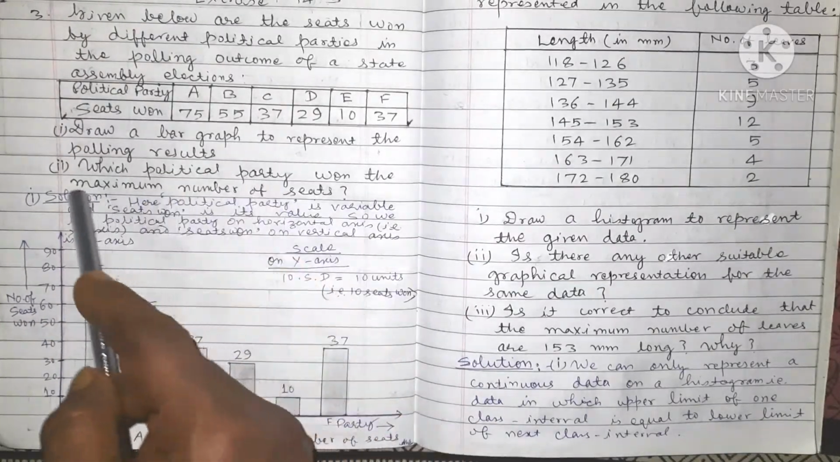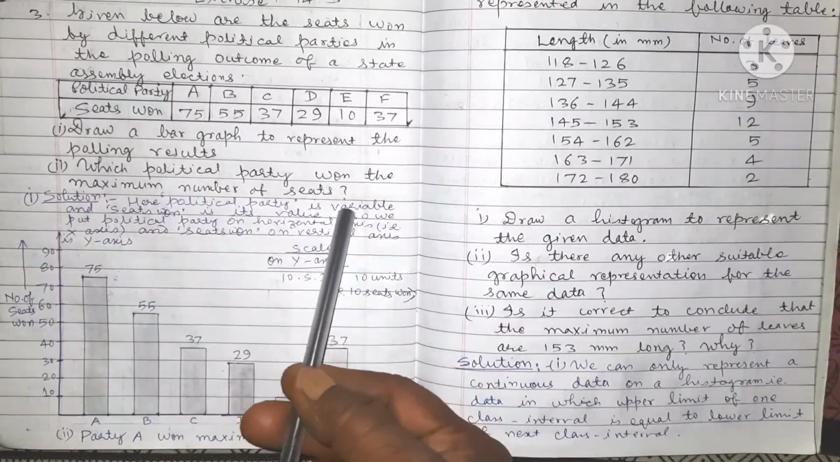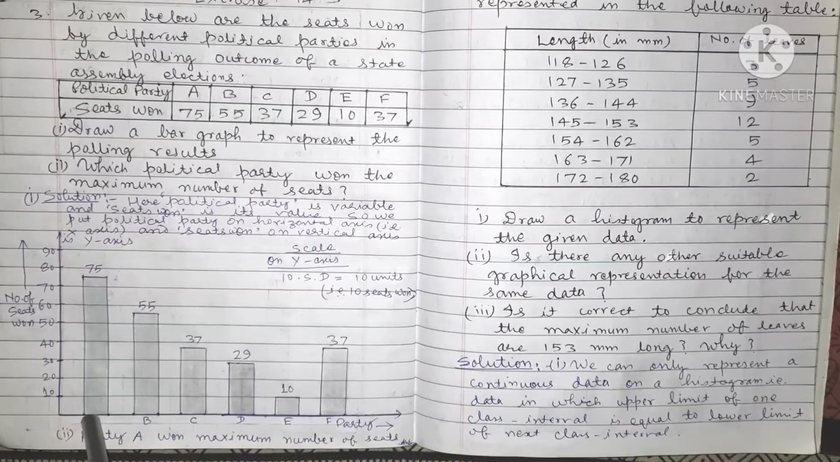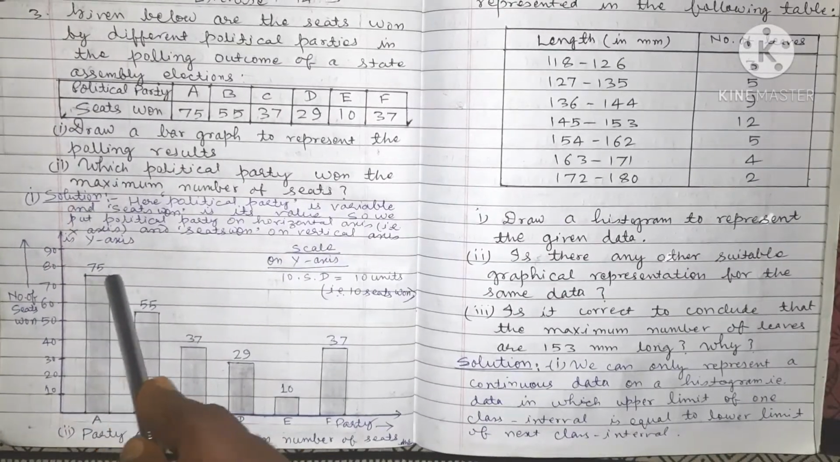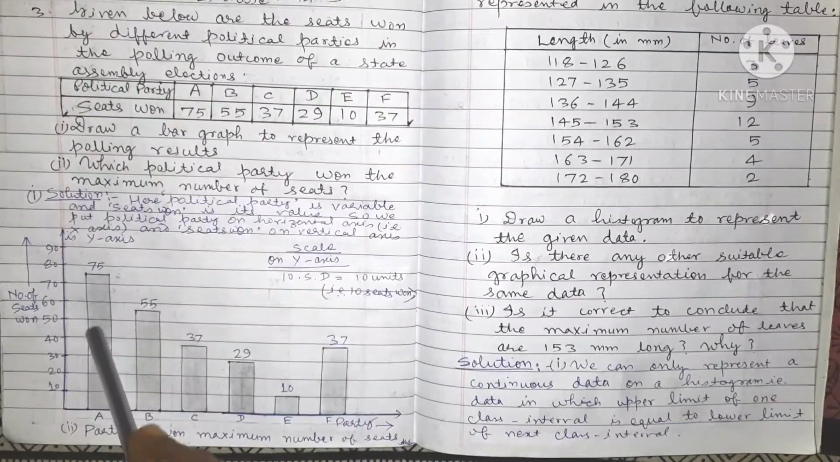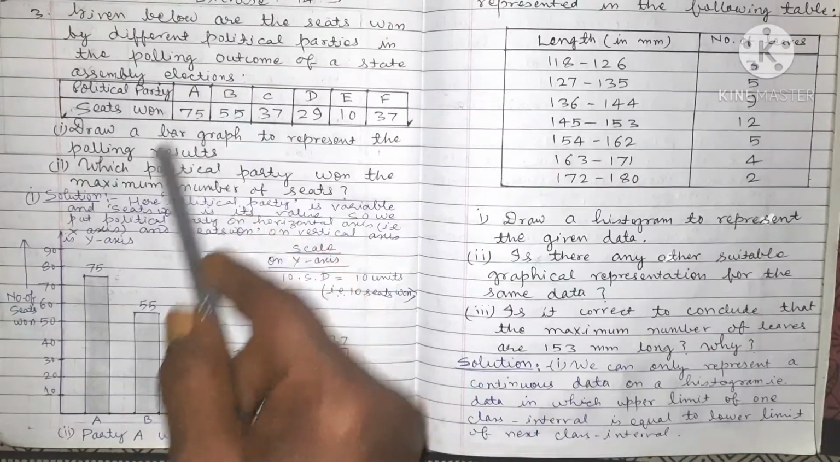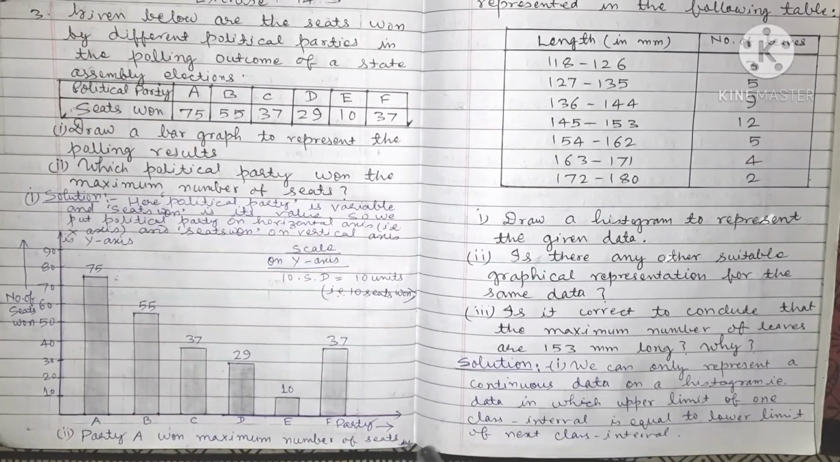Now question number 2. Which political party owns the maximum number of seats? Here we see party A has the maximum height, and its height is 75. So it has 75 seats. So party A owns the maximum number of seats. This is the answer of question number 3.